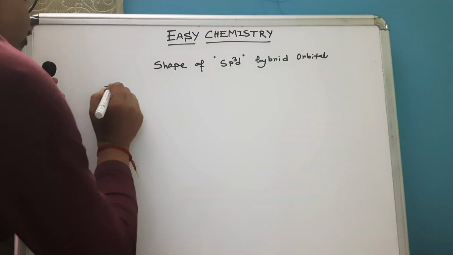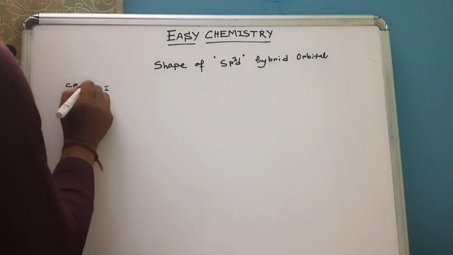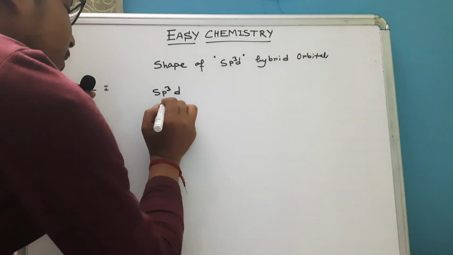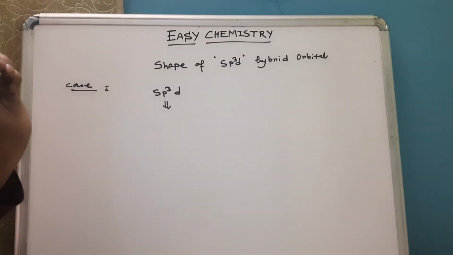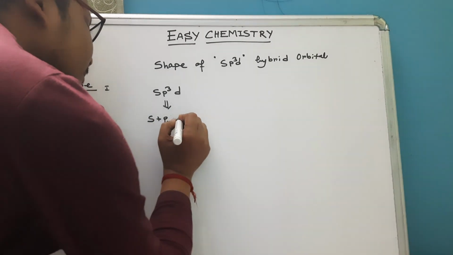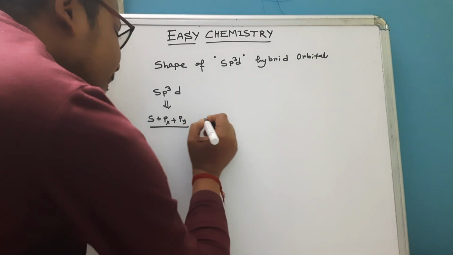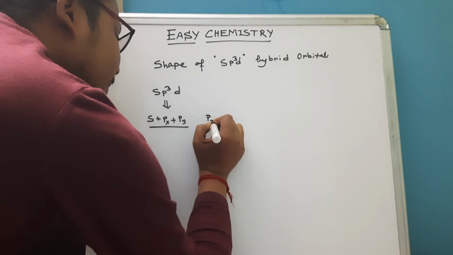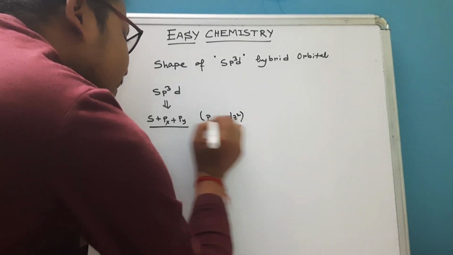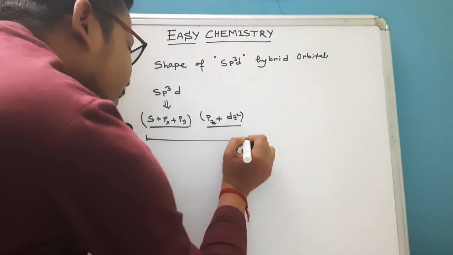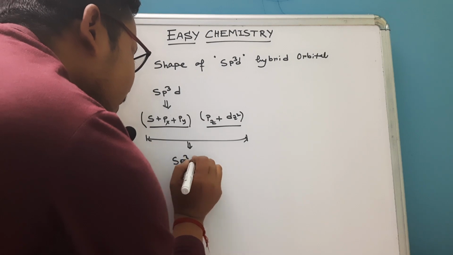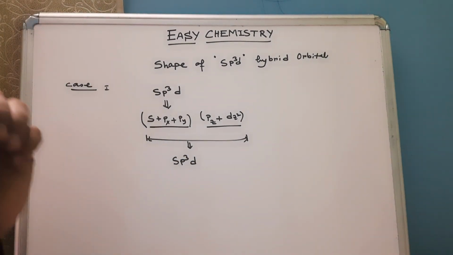First, case 1, sp3d hybrid orbitals. The participating orbitals can be treated as s plus px plus py. This is a set, and pz plus dz square is another set, and the whole thing comes under sp3d hybrid orbital.